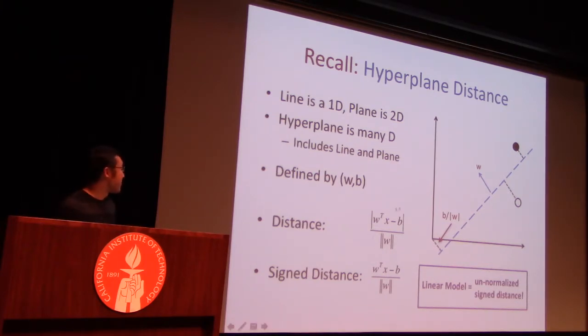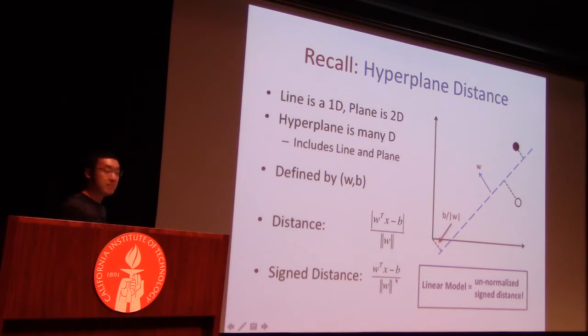Then the distance can be written as follows. Typically, in some communities, people assume that the tangent normal is a unit vector, so you don't need to divide by the norm of W, because it's 1, and then B is exactly the offset from the origin.